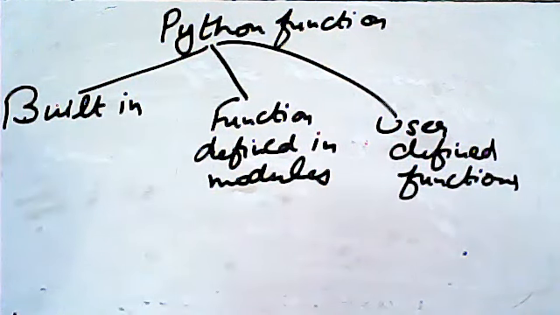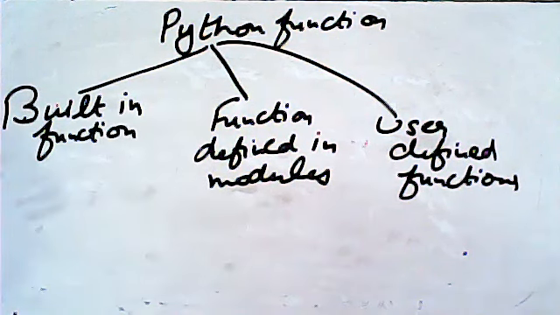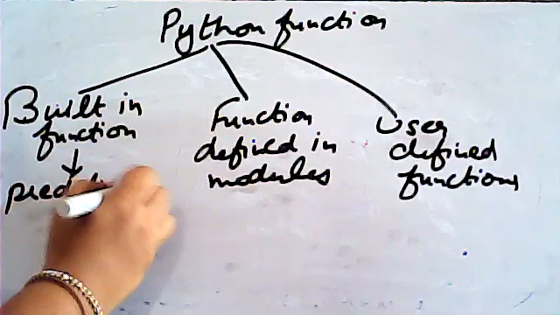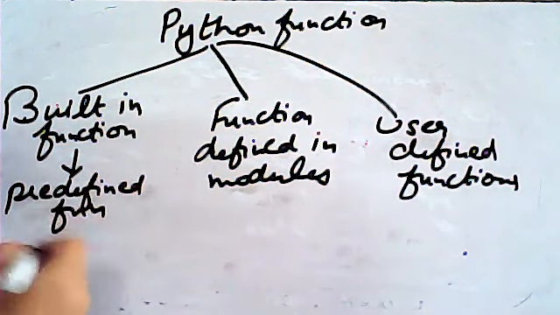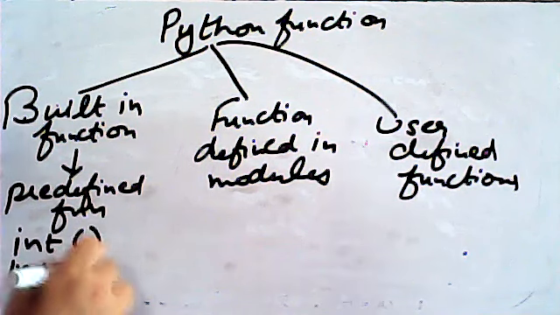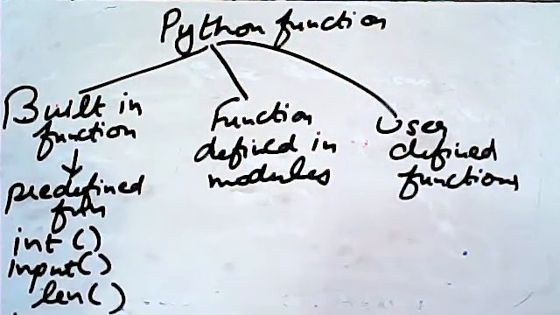So we have 3 types of functions: built-in function, function defined in modules, and user defined function. So built-in functions are what? That are predefined functions. What the name built-in itself signifies: predefined functions that are always available for use. For example, int function, input function, length function. So these all are examples of predefined functions.